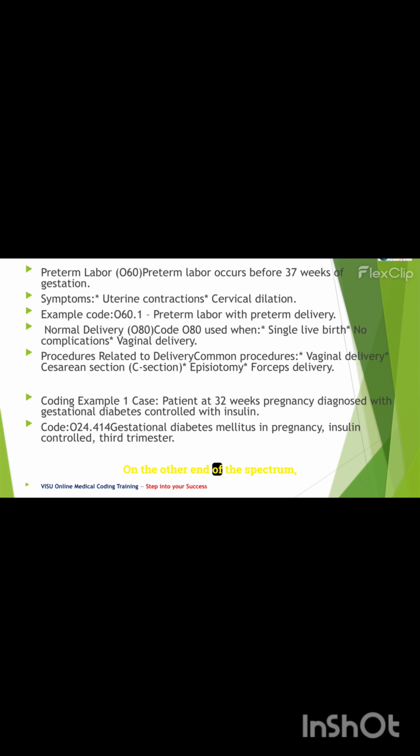On the other end of the spectrum, code O80 is used for a perfectly normal delivery, one baby, no complications, and a vaginal birth. We also have codes for procedures like C-sections or forceps delivery. Look at our example here. For gestational diabetes at 32 weeks, we use O24.414 to capture both the condition and the trimester.